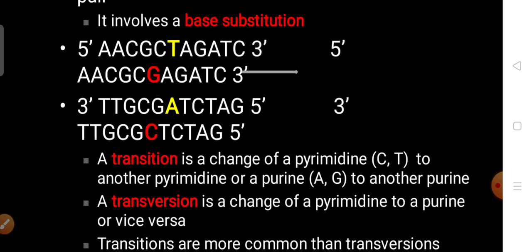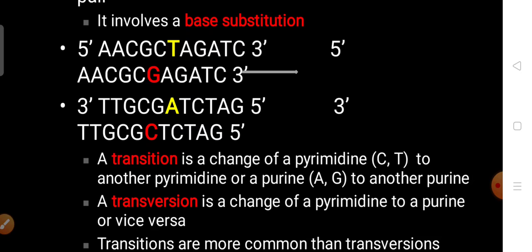What are the two purine bases? Adenine and guanine. And what are the pyrimidine bases in DNA? Cytosine and thymine. So when I say transition type of mutation has taken place, it means one purine is substituted by another purine. That means A is substituted by G. Originally there was A in the chain, now it is substituted by G.